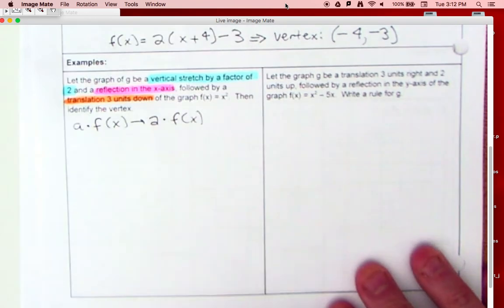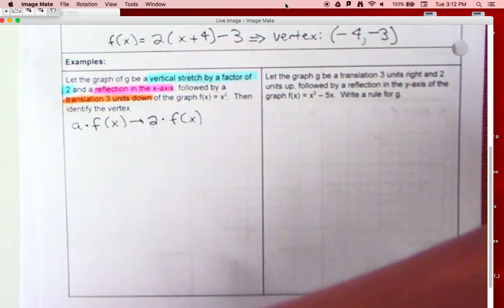So really what we're going to do is we're going to take the function and we're going to multiply it by 2. And that's what's happening there in the blue.